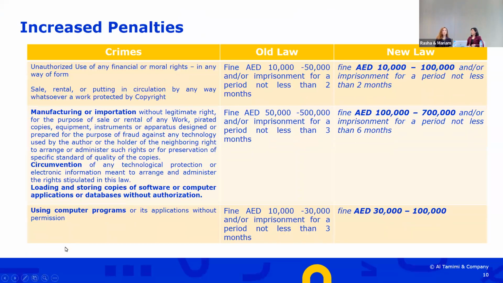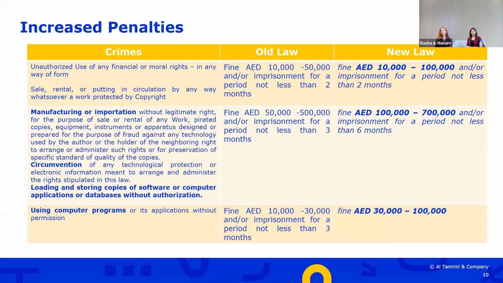Okay. Well, we've had some increase of penalties in terms of crimes. So the crimes themselves haven't changed, in that they are enumerated the same way, whether it's unauthorized use of any financial or moral rights in whatever way, such as using, manufacturing or importation without legitimate rights. All the kinds of infringements that were in the old law are still the same in the new law. The changes that we have, and we've just highlighted the differences, are the changes in terms of penalties.